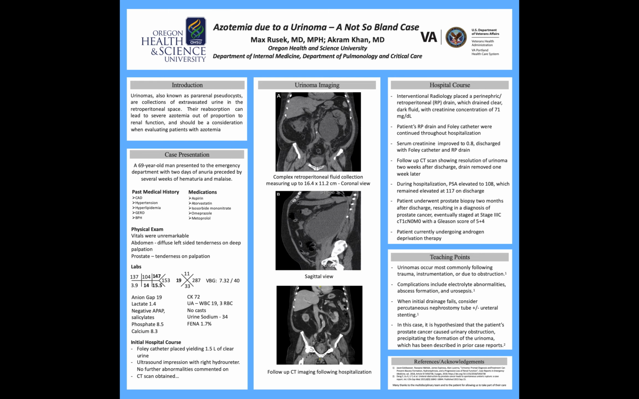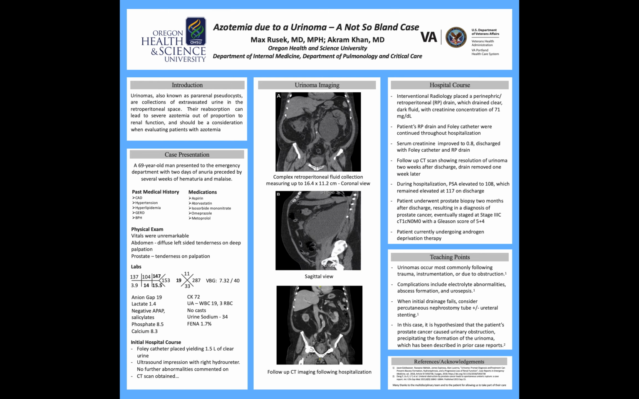Labs were notable for creatinine of 15.5 from a recent value of 1 3 months prior, with an associated BUN of 147 on presentation. Potassium was 3.9, bicarb was 14, and there was an anion gap of 19. Urinalysis showed white blood cell count of 19 with 3 RBCs and no casts. FeNa, or fractional excretion of sodium, was calculated to be 1.7%.